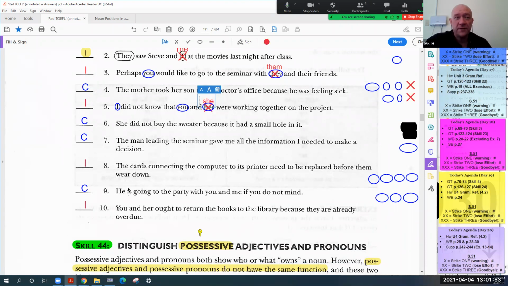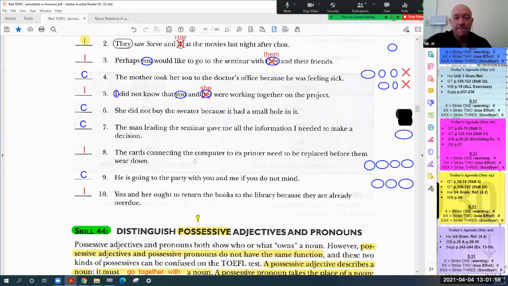Okay, Jaffer. Where do I put the circles in number eight? I want to put circles around it. Is this a pronoun? Abdul Majid, do you agree? No, it's not a pronoun. This is called an adjective. It describes the printer, whose printer. So it's not a pronoun.